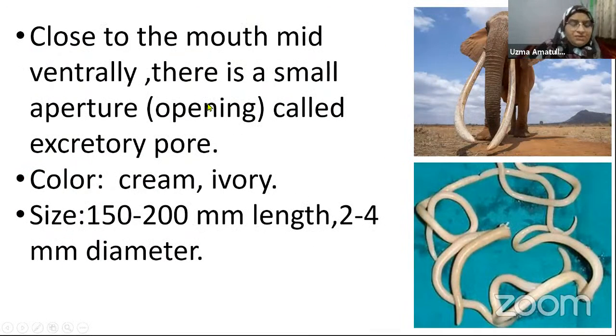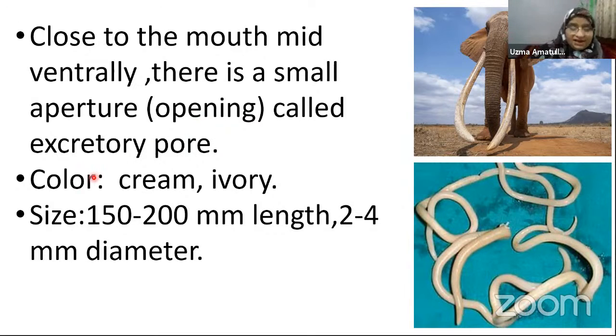Now close to the mouth, mid-ventrally, mid means in the middle, ventral side, that is the front side of the body, there is a small aperture. Aperture meaning opening, called the excretory pore. There is an excretory pore from where the excretory substance comes out. So close to the mouth, mid-ventrally, there is a small aperture called the excretory pore.